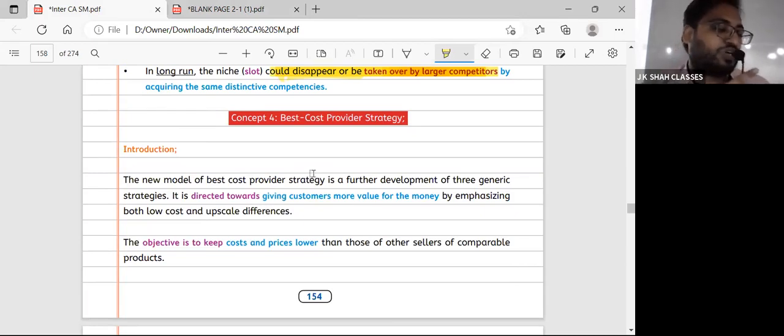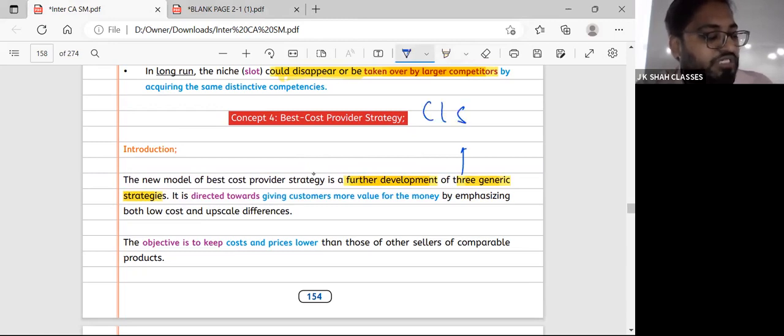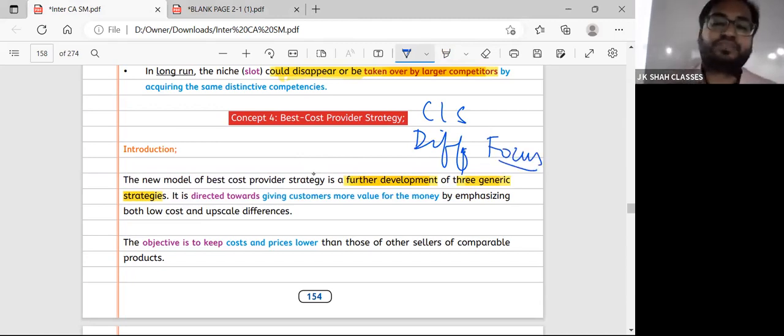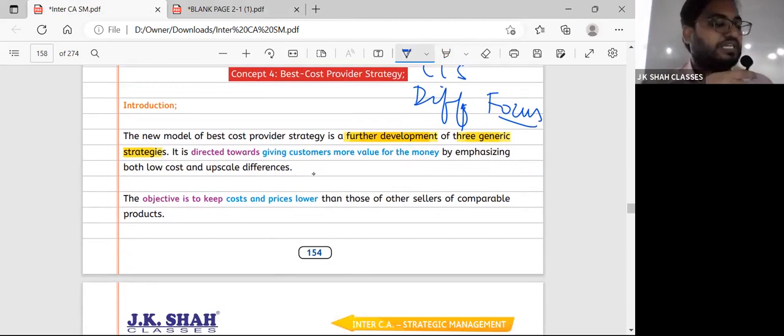Look at this best cost provider. The new model of best cost provider is a further development of generic strategy. Do you remember generic strategy? Cost leadership, differentiation. It is directed towards giving customers more value for money. Important sentence. Giving more value for money.